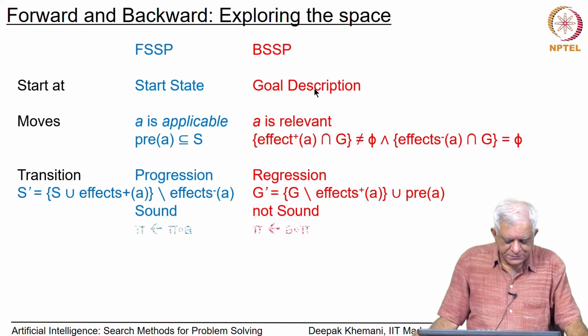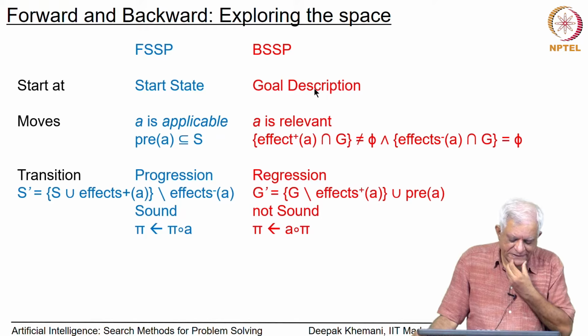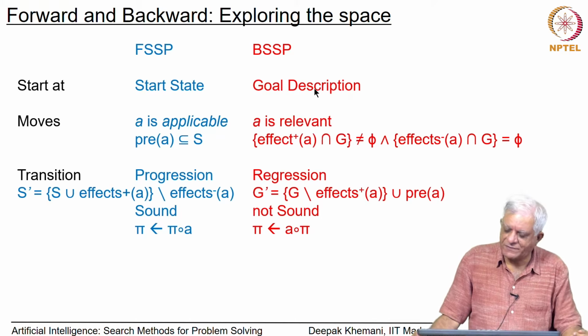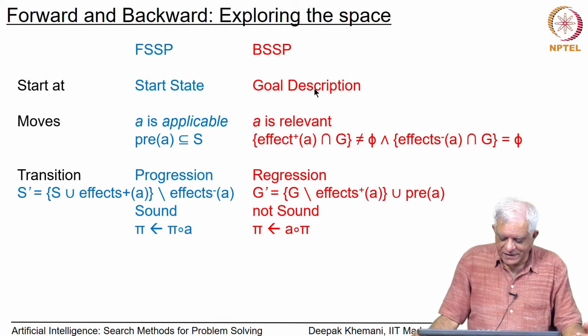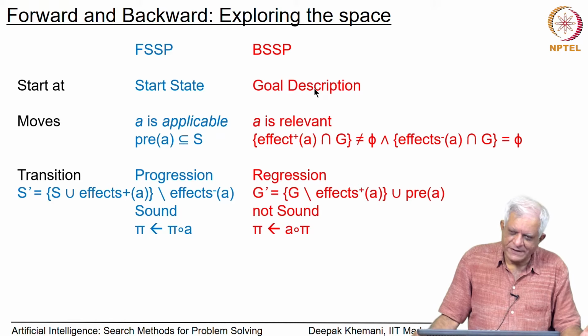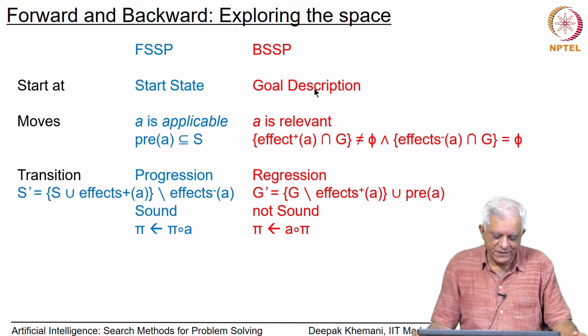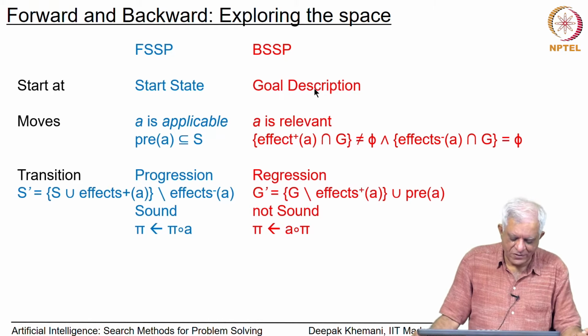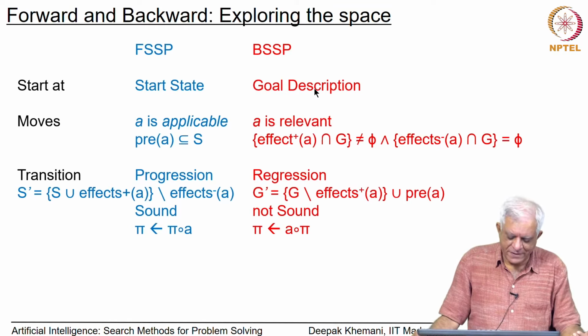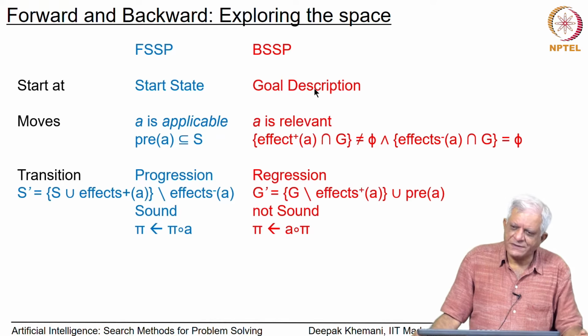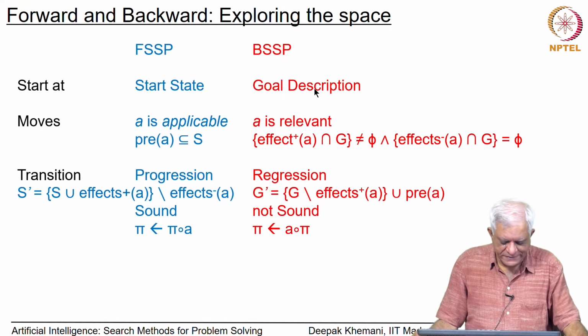Then backward state space planning constructs a plan from the last action to the first action. So, the last action is added first, and that is depicted by this way that the plan is augmented: you take the old plan and put the new action at the head of the plan. Forward state space planning does the opposite. It builds the plan from the first action onwards. It takes the current plan and adds a new action at the end of the sequence. Both the algorithms start with an empty plan.